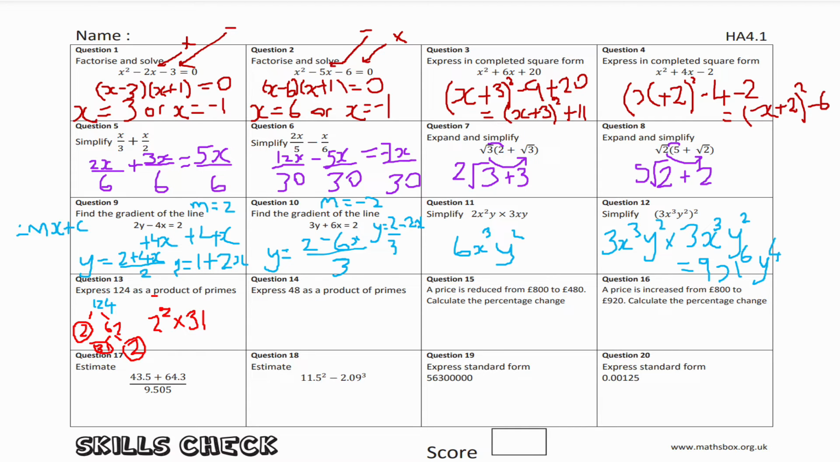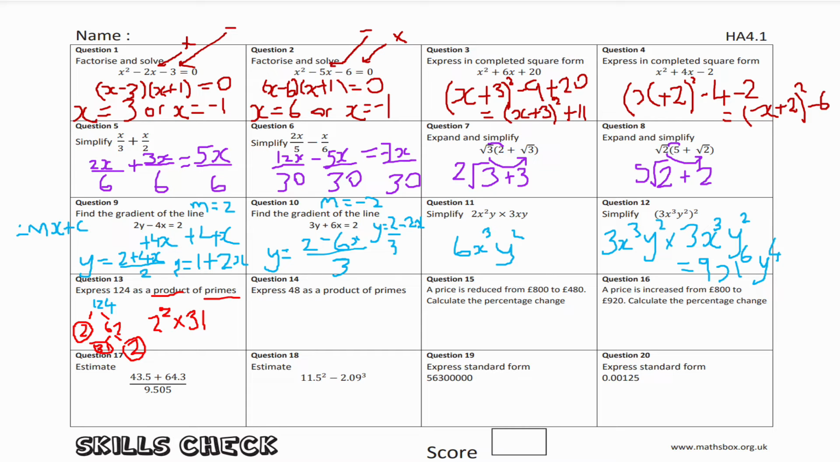So the word product means multiply. When it says primes, it's saying prime numbers. Remember that a prime number has 2 factors only, one and itself. So 2's the only even prime number. 31 is prime because there are no other factors of 31 other than 1 and 31.